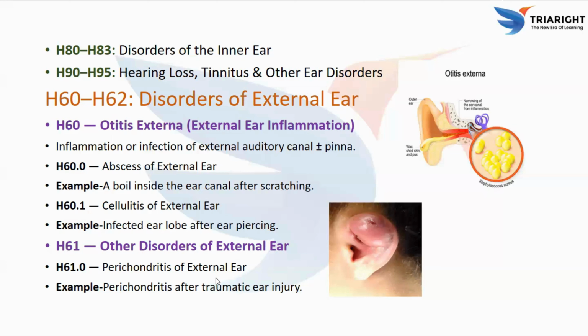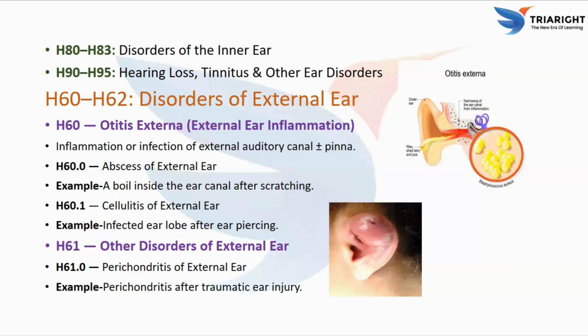What do you mean by perichondritis? It's an infection of the perichondrium layer, the connective tissue surrounding the ear cartilage. Why is it serious? Because the ear's cartilage has a poor blood supply, so infection can spread quickly and lead to deformity. What is an example? Perichondritis after a traumatic ear injury, for example a blow to the ear, a wrestling injury, and also a contaminated piercing.